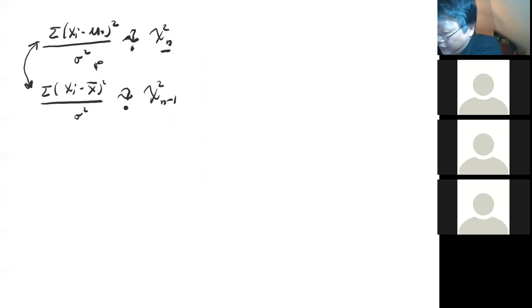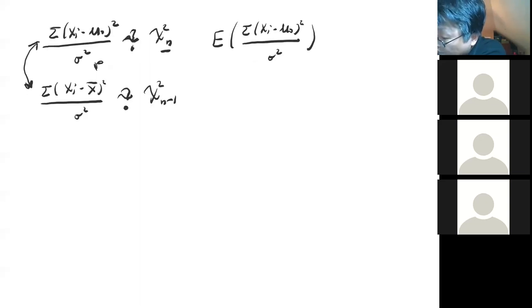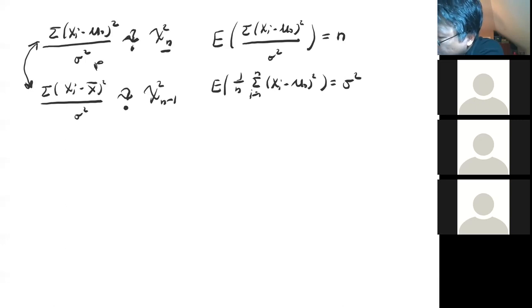Okay. So the reason for that is I can easily take the expectation of the summation of (xi minus mu 0) squared over sigma squared. This follows a chi-square with n degrees of freedom, so its expectation equals n. That means I can also create (1 over n) times the summation from i equals 1 to n of (xi minus mu 0) squared, which equals sigma squared.